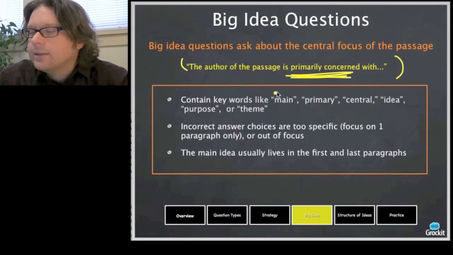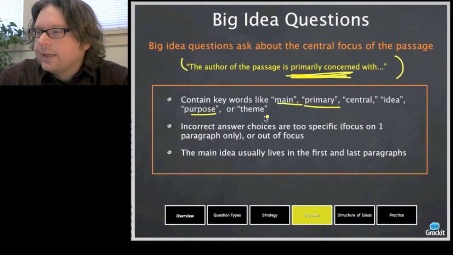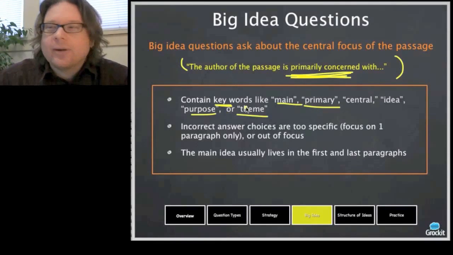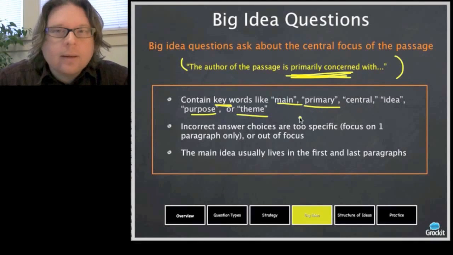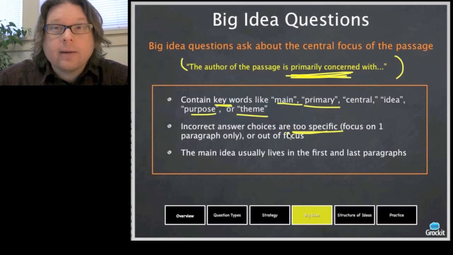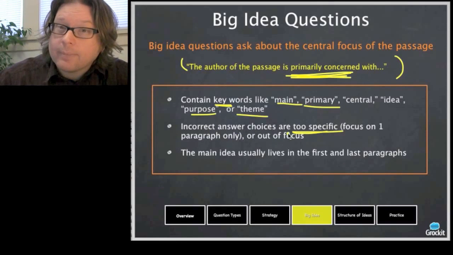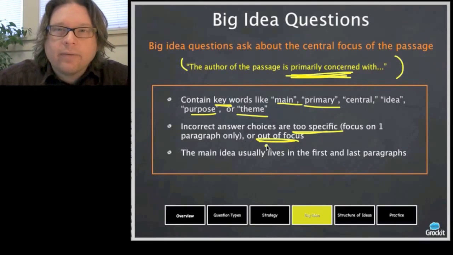types of questions. So it'll contain words like main, primary, central, key. Key itself is a main word. Idea, purpose, theme, goal, things like that. The incorrect answer choices are often too specific, like a detail from the passage, something that happens but was not the primary intent of the passage, or it'll be outside of the focus of the passage.